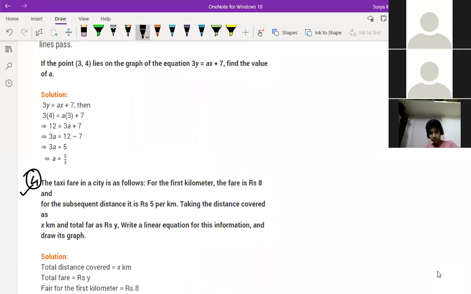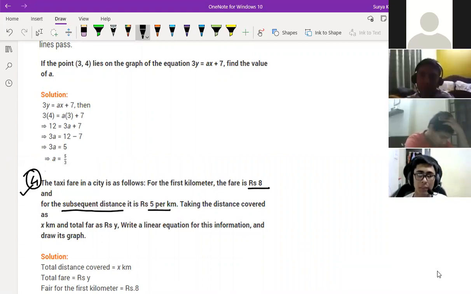See here, I told you this is the first kilometer they are charging rupees 8. But for the next kilometers, the subsequent distance, they are charging 5 rupees per kilometer. And the total distance is x. So I'm just waiting for who can tell me the answer. I got it, sir. Yeah, tell. So I think it will be something like 5x plus 3. What is 5x here? 5x is the fare of the rest of the distance.